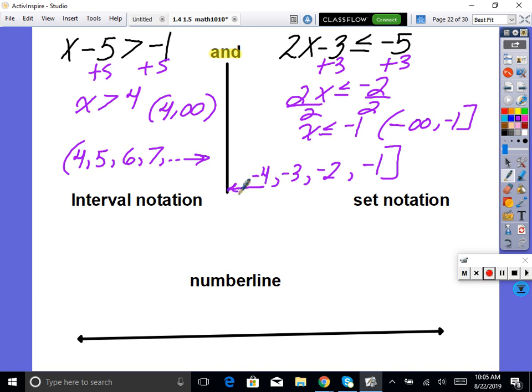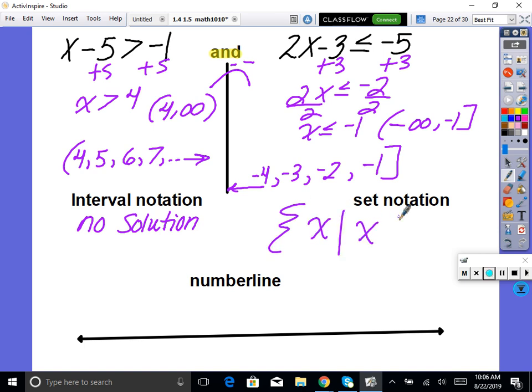Now, this one's and, so it's picky. It's intersection. Let's see, where do they intersect? Never. Doesn't this one come from -infinity up to -1? Doesn't it stop? Then we have a jump, a gap. The next one starts at 4 and goes to infinity. Is there ever a place where they will intersect? No. So our interval notation is just no solution. We can't write an interval notation if there is no interval. Set notation: the set of x such that x has no solution.